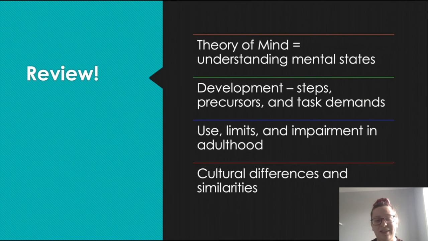Let's review what we learned. We discussed that theory of mind is the understanding of mental states. We discussed how theory of mind develops in terms of the steps that children often follow, the precursory skills needed to understand theory of mind, and the fact that the task demands of many tasks used to measure theory of mind may not in fact be allowing us to see the understanding that younger children may be reflecting.